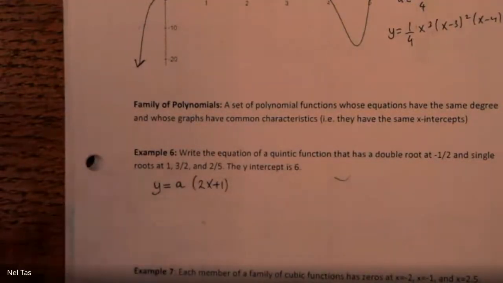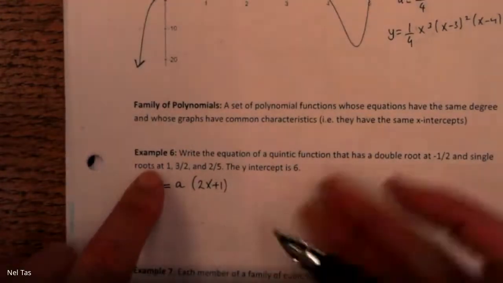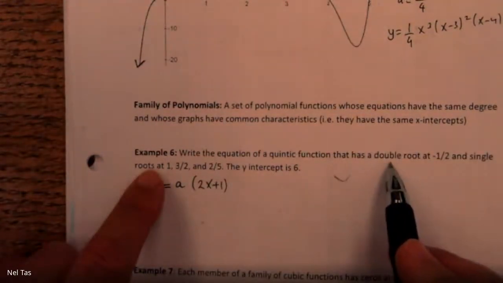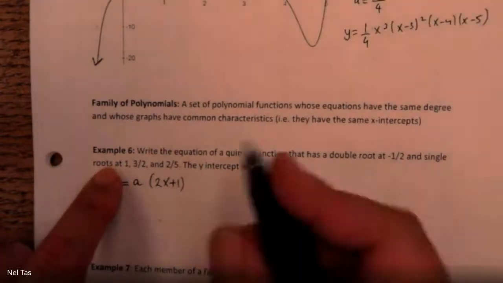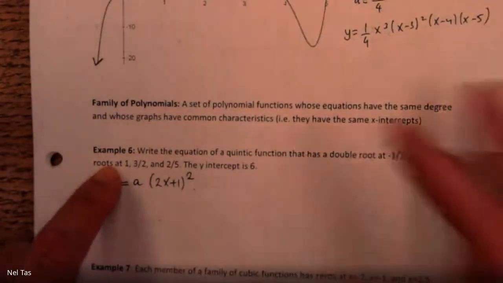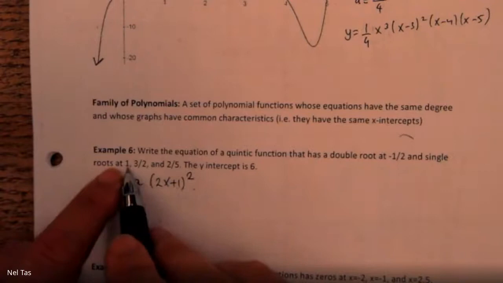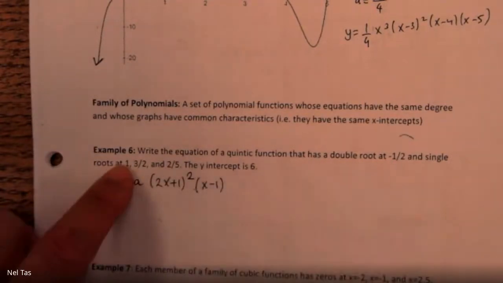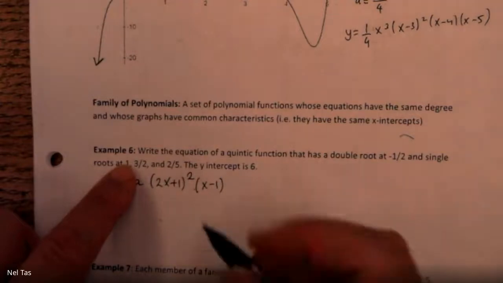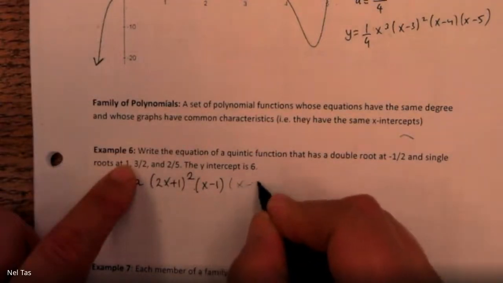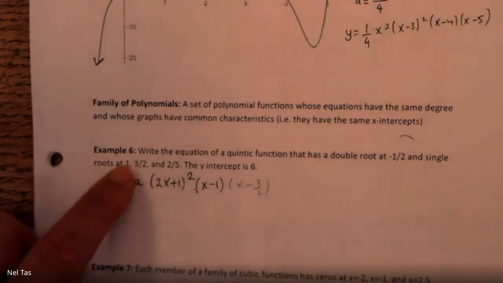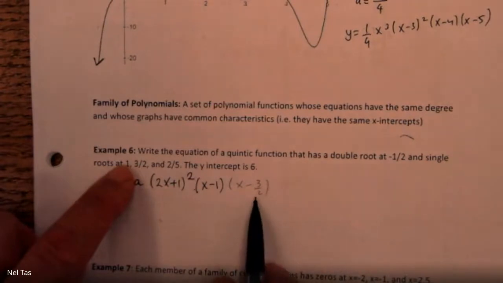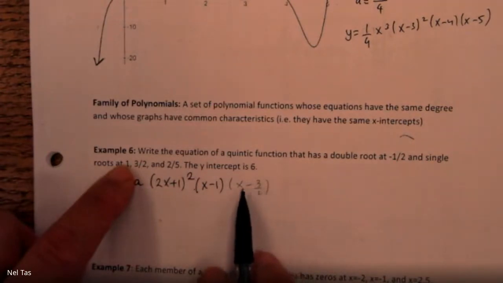Okay, and then we have next factor. This has double root, so you put square. Let's go to the next x-intercept or root 1. That gives you x minus 1. Look at the next one, 3 over 2. So x minus 3 over 2. Again, I cannot have fraction here. So multiply both terms by 2. You get 2x minus 3.